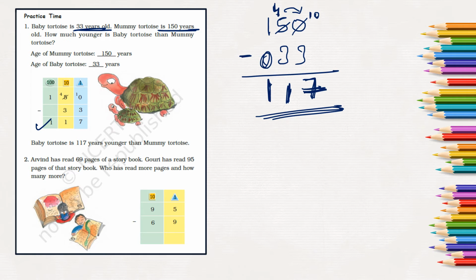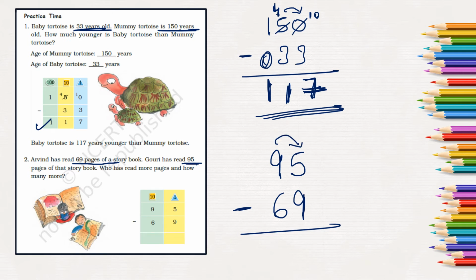Arvind read 69 pages of a storybook. Gauri read 95. Who has read more pages? Obviously, Gauri has read more pages because 95 is more than 69. Who has read more pages and how many more? So 95 minus 69. 5 minus 9 we cannot do, right? We cannot subtract a greater number from a smaller number.